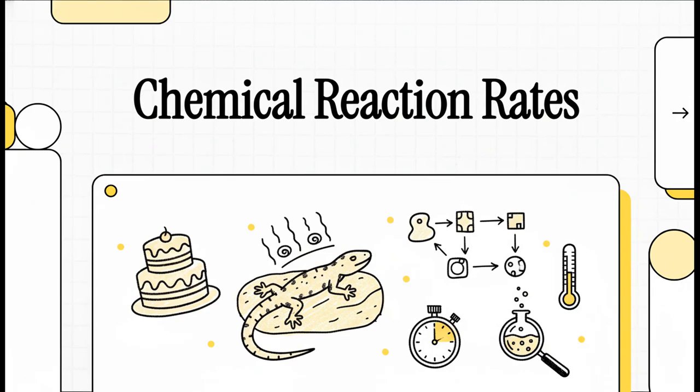Whether you're baking a cake or you see a lizard warming up in the sun, our whole world is basically run by the speed of chemical reactions. But how do we actually measure that? Like, how do we understand the speed? Well, that's what we're going to get into. Let's unpack the science behind the speed of chemistry.